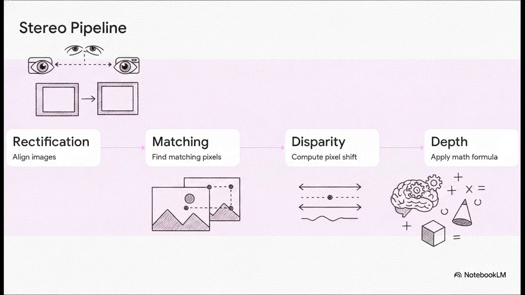Second, stereo matching searches for the exact matching pixels between those 2 separate frames, much like your visual cortex fusing what your left and right eyes see. Third, it computes disparity, which basically measures the physical pixel shift between those matches. And finally, depth conversion transforms that pixel shift into a fully usable 3D map.